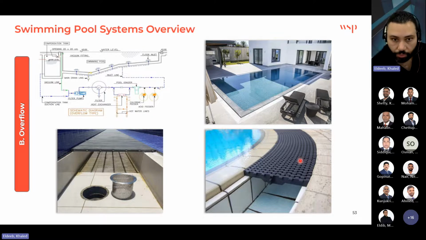So for the regular user, you don't see such back of house details. They see only the fancy shape of the water. You see the water at the same level as the surrounding area.